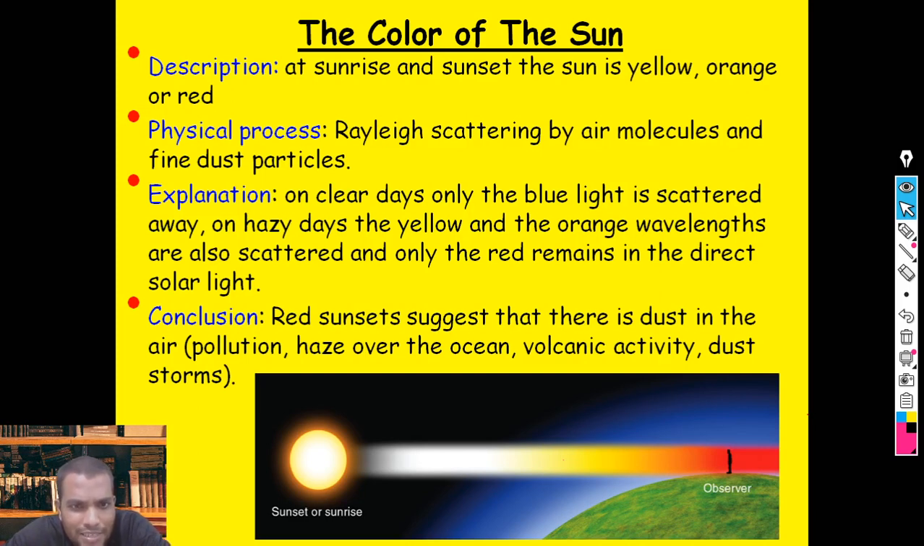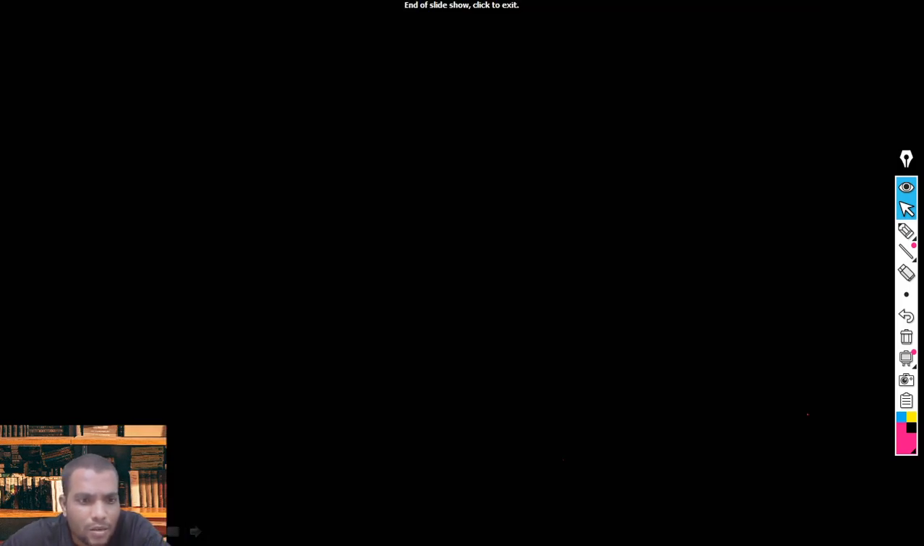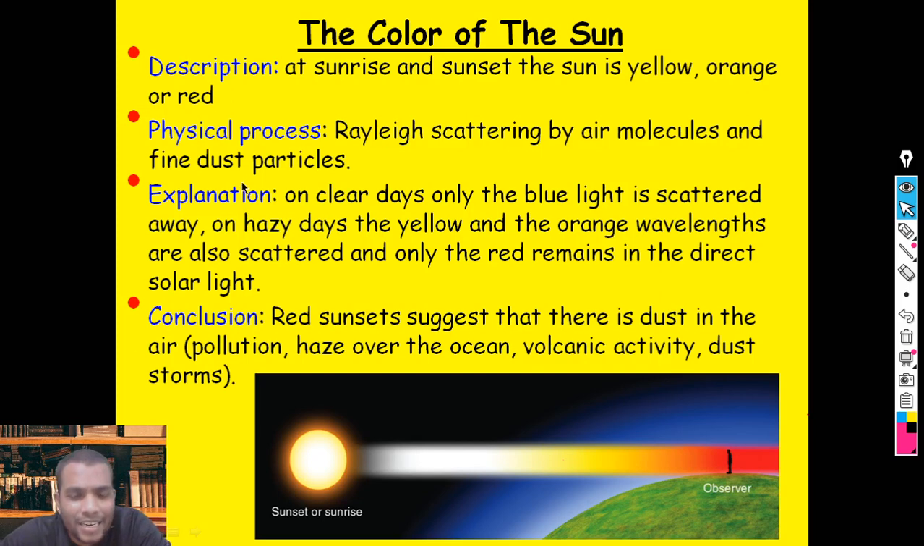By conclusion, you can say that red sunsets suggest that there is dust in the air. So maybe pollution or haze over the ocean or any volcanic activity or dust storms, all this. That is the cause for the scattering of red color in the sunlight. So this is all about the scattering phenomena.